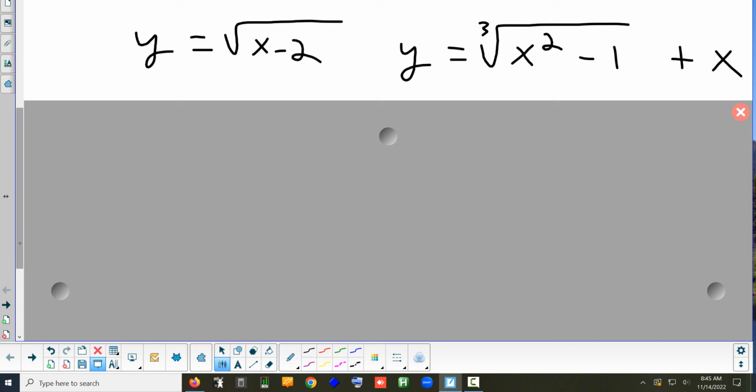Square roots, when you're dealing with an even root, you have to be careful about certain things. Odd roots, you really don't have to be as careful. By even roots, there are certain things we don't want to do, like taking the square root of a negative.